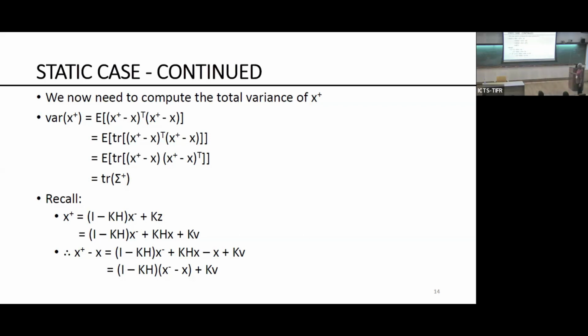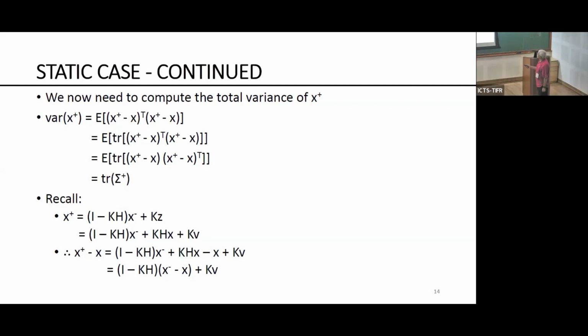So this is already a scalar. The trace of a scalar is itself. Expected value is an operator, trace is an operator. These two operators commute. So the expected value of the trace is the trace of the expected value. And the trace, you also know, the trace of AB is the trace of BA. So I have now said that the total variance of X plus is the expected value of the trace of the covariance matrix, which is equal to the trace of sigma plus, where sigma plus is the covariance matrix of the posterior estimate. I hope you're all with me now.